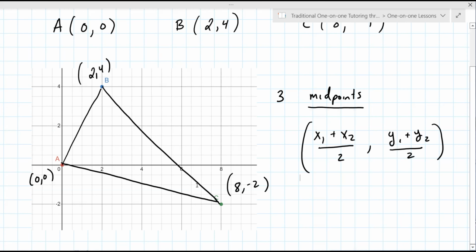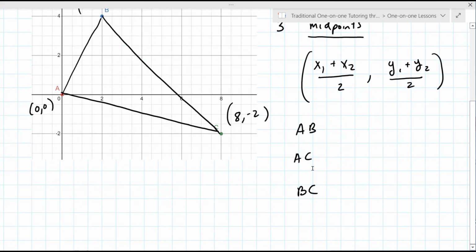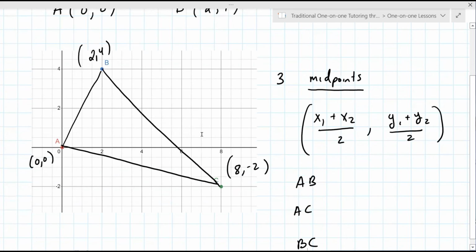I would say B to C. Okay, we're going to find them all. So I'll just write them out here: AB, AC, and BC. Okay, so you want to do B to C first. Is that right? Yeah. Okay, so you're going to add up the x values and divide by 2, add up the y values and divide by 2. So I want you to do that for me. You know how to find the midpoint. I'm asking you to calculate the midpoint for B to C.